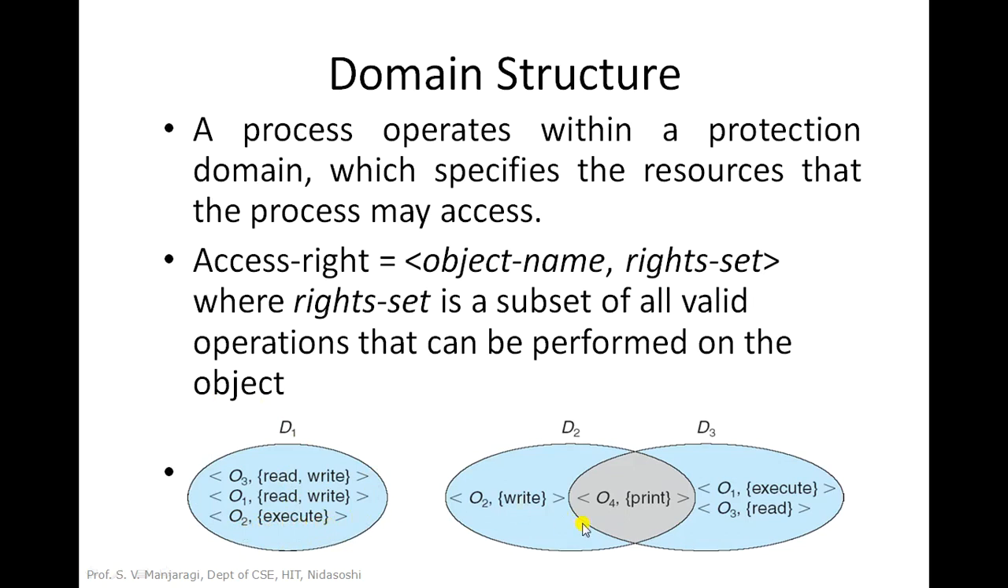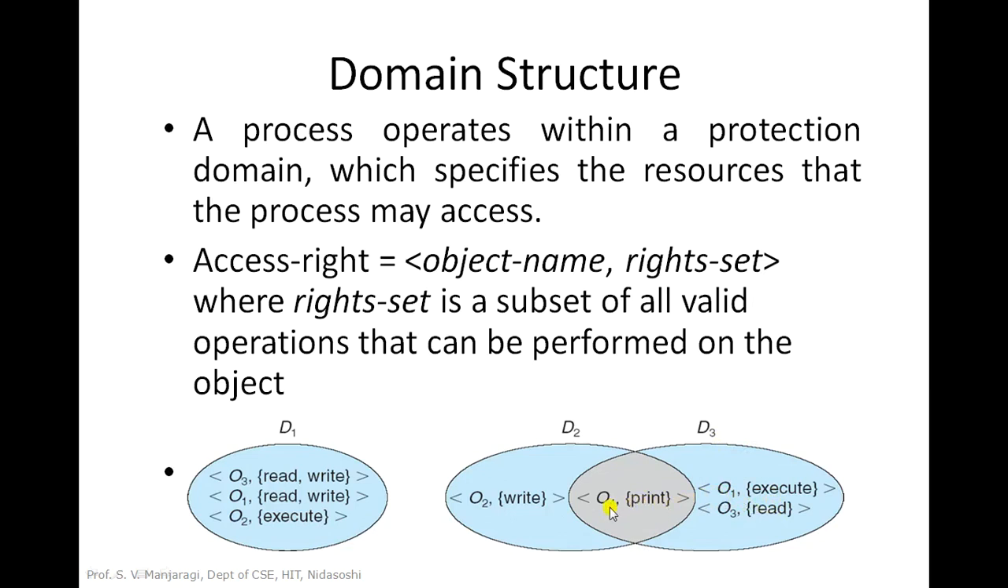Similarly, for domain D2, we are setting a write access permission to object O2. A process or a set of processes that exist in domain D2 can access object O2 for the write operation. Similarly, in domain D3 there are two objects O1 and O3, and the access right sets for these objects are execute and read respectively.